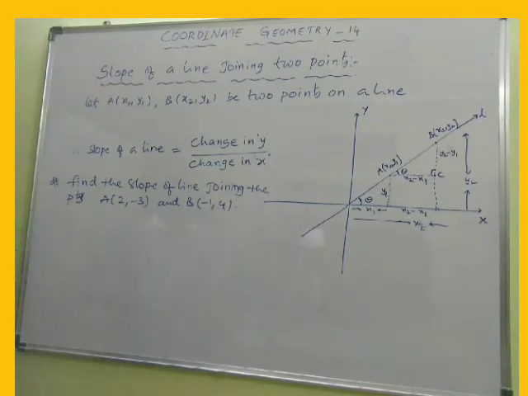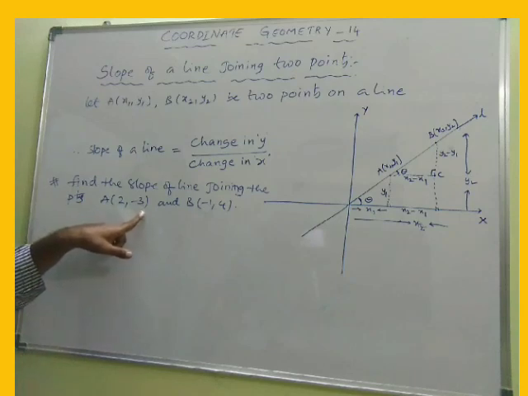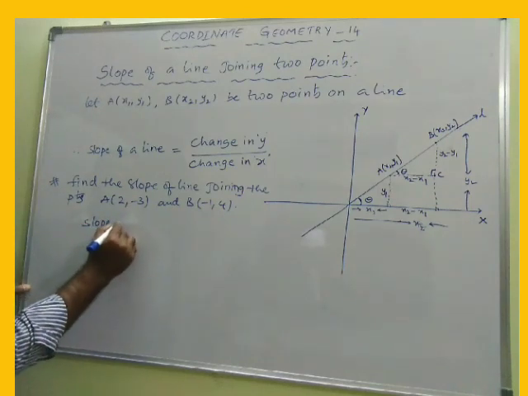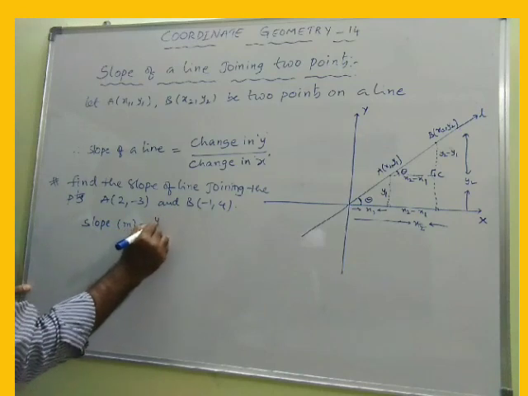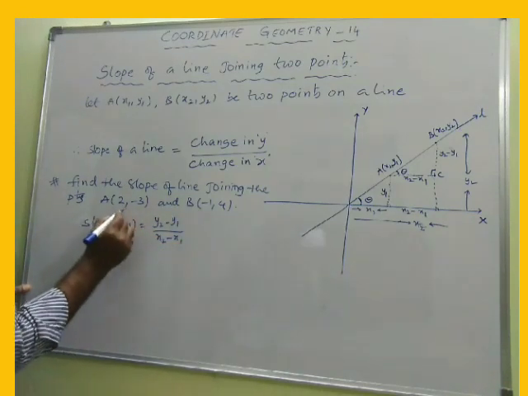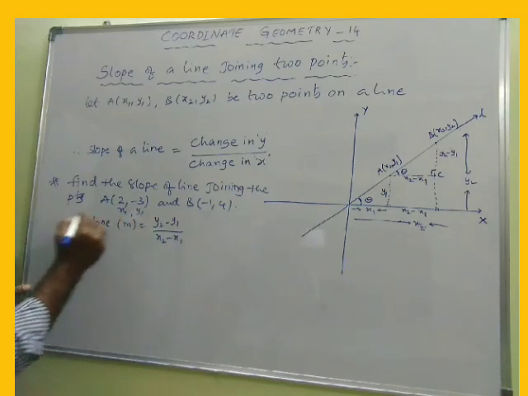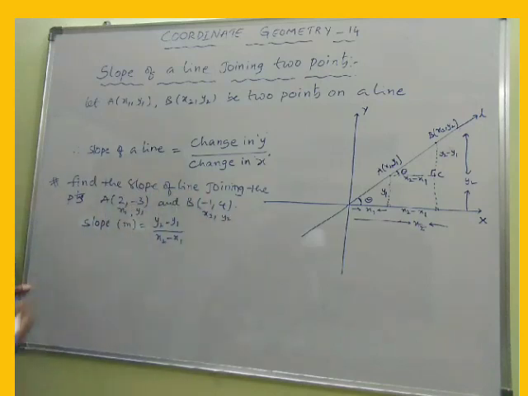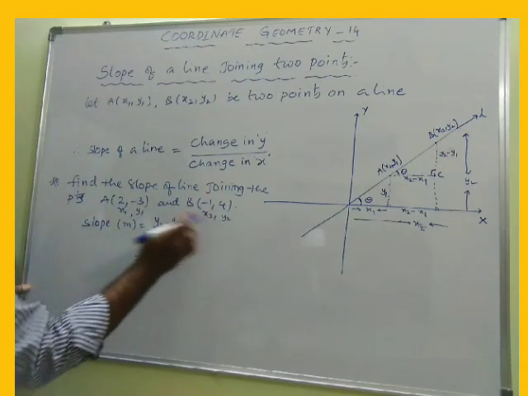So let me consider an example. Find the slope of a line joining the points A (2, -3) and B (-1, 4). First, write the formula for slope, which is denoted by m, equals y2 minus y1 by x2 minus x1. The coordinates of A are x1, y1 and B coordinates are x2, y2. So now y2 minus y1.